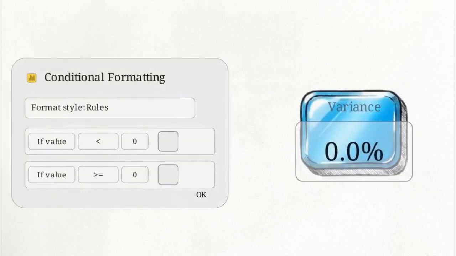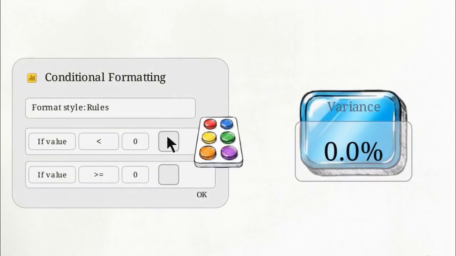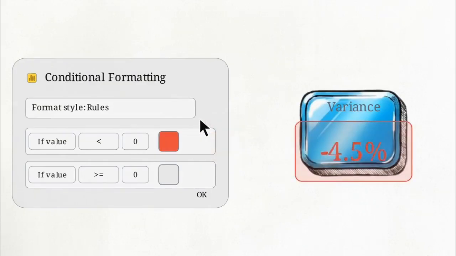This logic tree shows how conditional formatting evaluates the data. We set a strict threshold. If the variance drops below 0, the system applies a red alert. If it stays above 0, it applies a green success indicator.